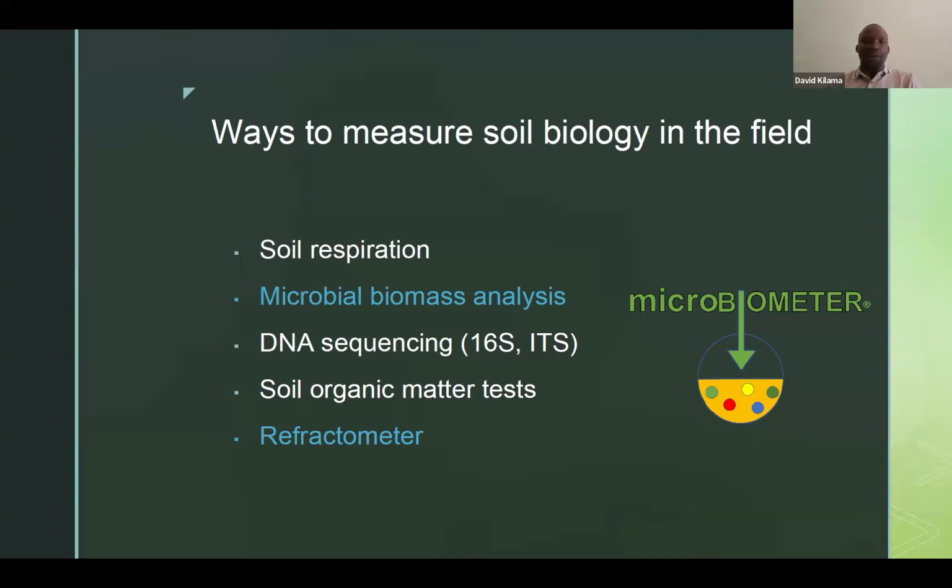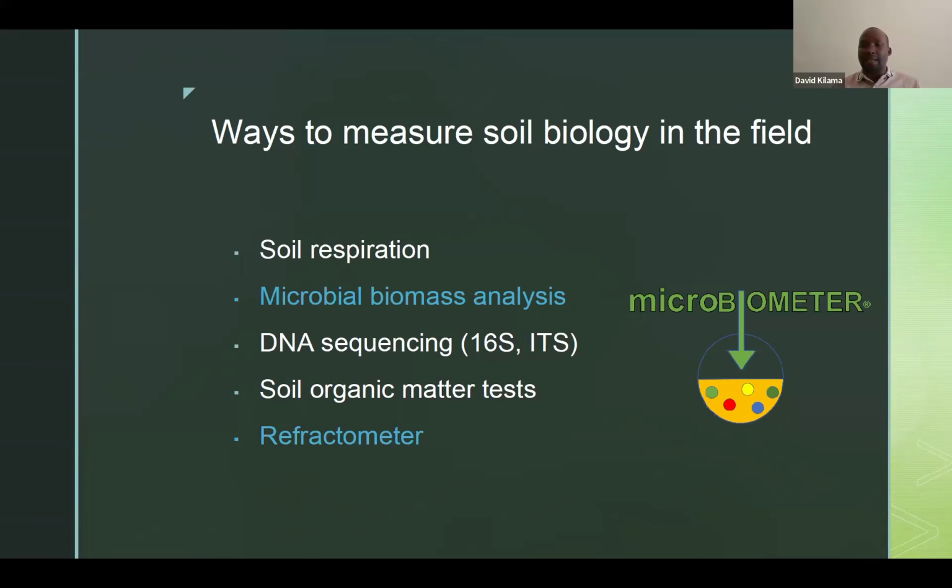So one of them is called soil respiration. Here we look at the soil microbiology activity in the soil. And as they behave in the soil, they always release gas, which is carbon dioxide. So one of the ways that you can measure soil biology is by trapping that gas, and you measure what quantity of carbon dioxide is released within a specific period of time, given a certain quantity of soil sample. So you can use this in the field as well.